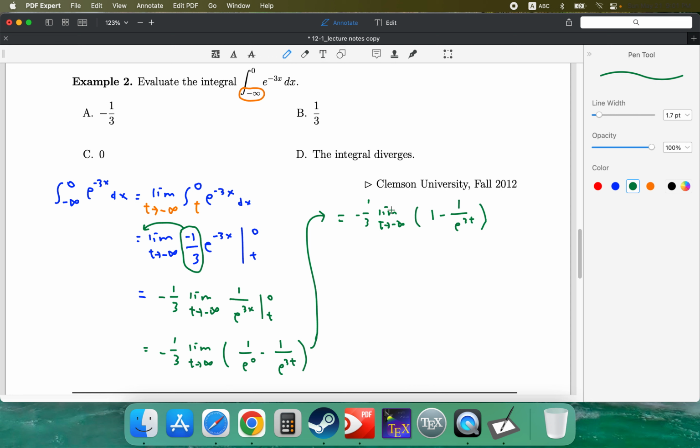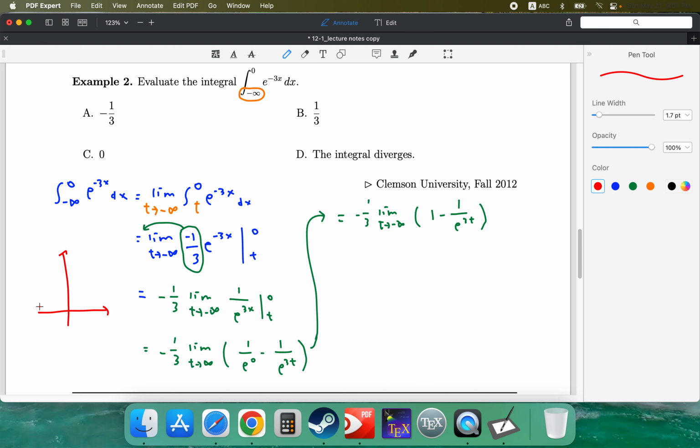So right here, you will need to evaluate the limit of 1 over e to the 3t as t goes to negative infinity. Okay, now notice that this is also from pre-calculus. So you can see why we need prerequisites in this course, right? Because we need a lot of things from before. It's not just calculus 2. You need everything from high school algebra, pre-calculus, and calculus 1.